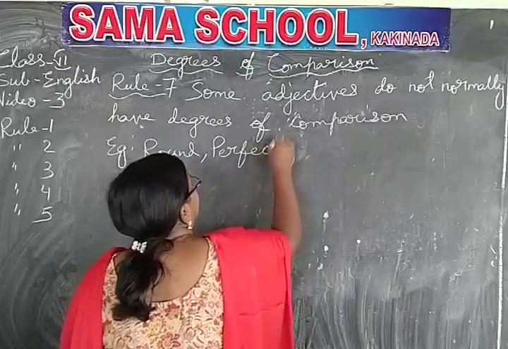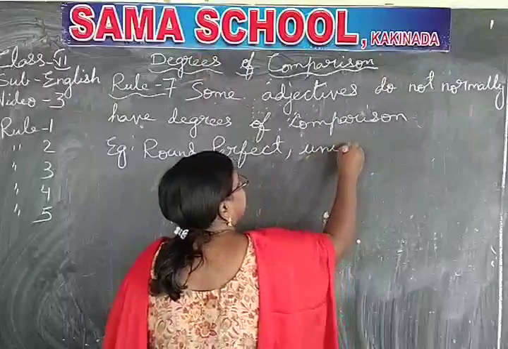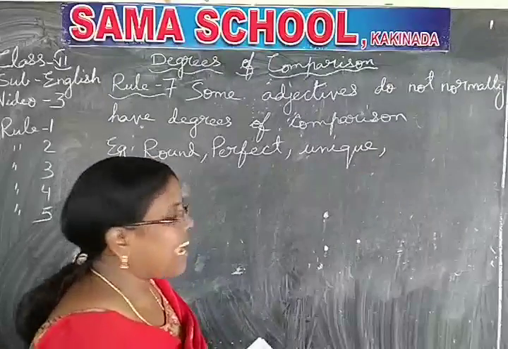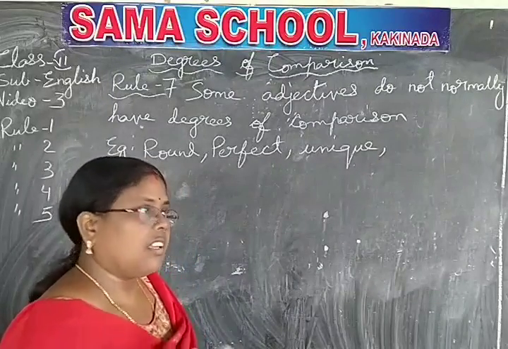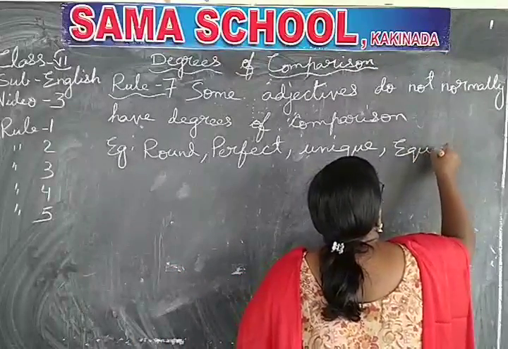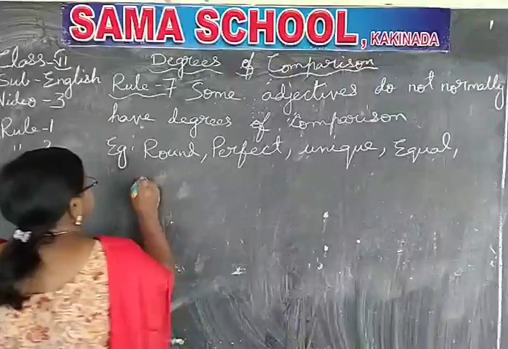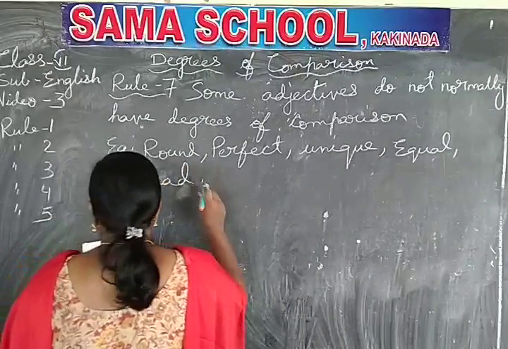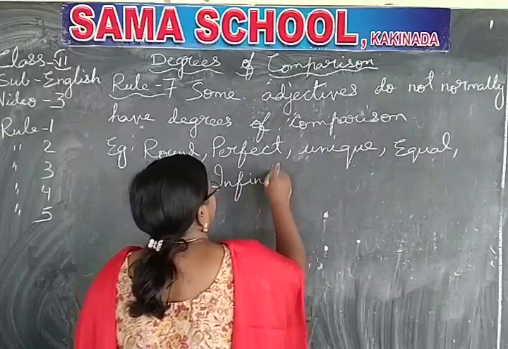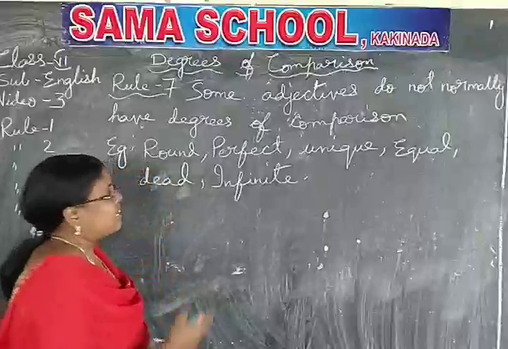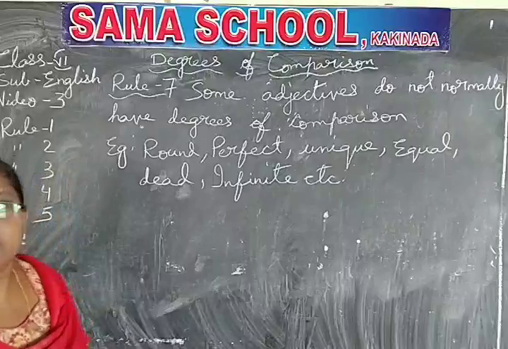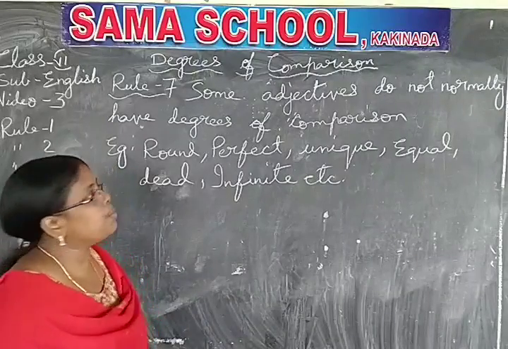Perfect. Next, unique. Perfect also, unique also. You can't say more perfect, most perfect. Only perfect. Equal. Next, dead. Infinite. These are a few examples where you cannot write the comparative and superlative degrees.